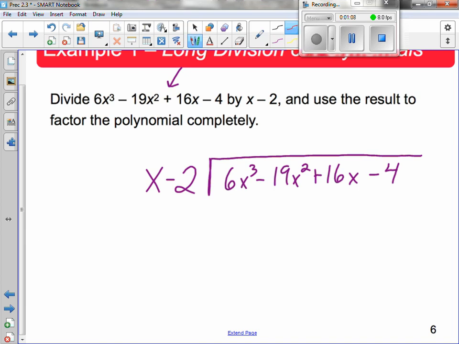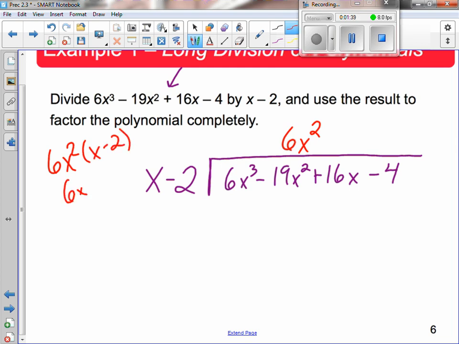Now, if each step in this process is to eliminate the first term, x cubed, what times x will give us 6x cubed? 6x squared. I'm going to put it over the top of x squared and line the variables up. So we'll multiply 6x squared times x minus 2. Well, that would give us 6x cubed like we wanted, yes? 6x squared times negative 2 is negative 12x squared. Put it underneath.